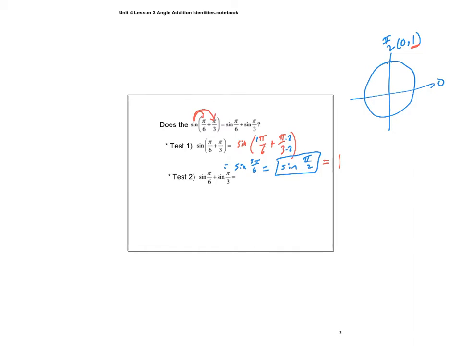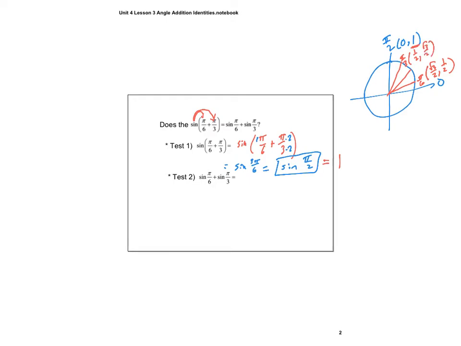Well, we know what the sine of pi over 6 is, so again, we can use our unit circle. Let me remind you of the values on the unit circle here. This one right here is pi over 6, and at pi over 6 you have the ordered pair square root of 3 over 2 and 1/2. And then at pi over 3, that's this one right here, the ordered pair there is 1/2 and square root of 3 over 2.